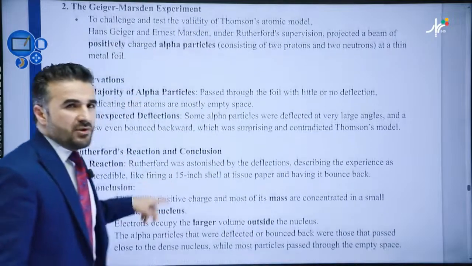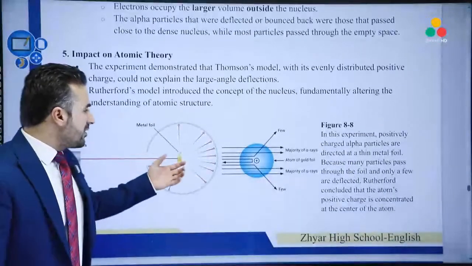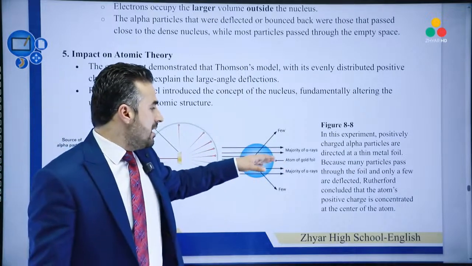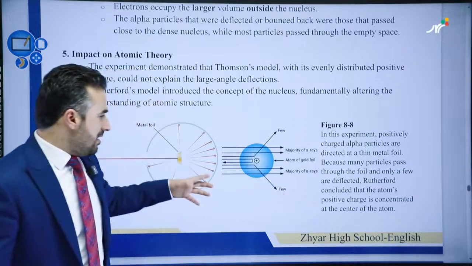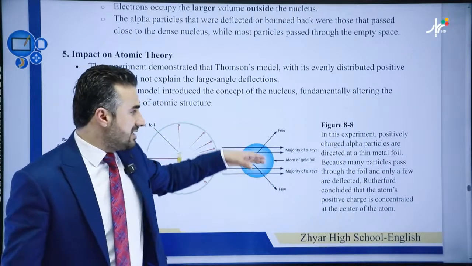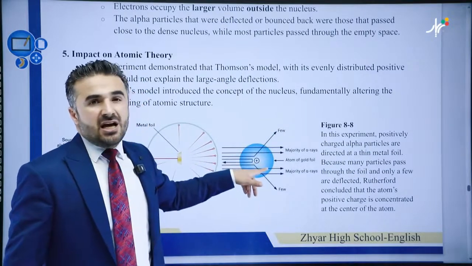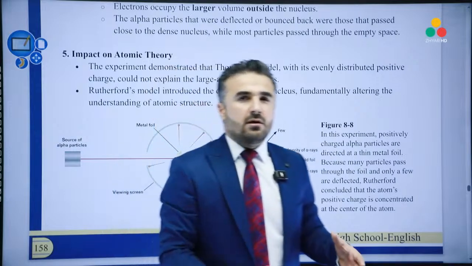So what did they notice as a result of this? They saw that most of these alpha particles went right through the atom, or the gold foil. But they also saw that some of these particles were scattered back. Some were scattered at an angle, and some bounced back at 180 degrees. So what was the conclusion of this?